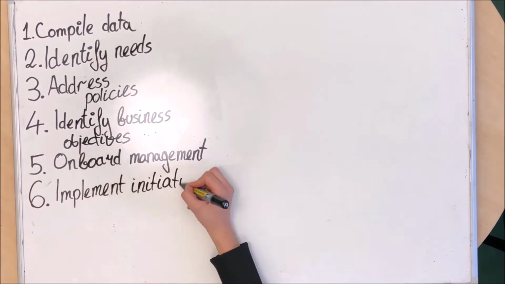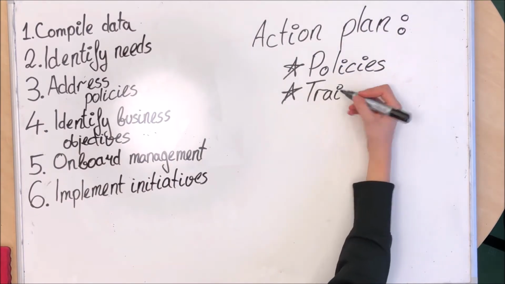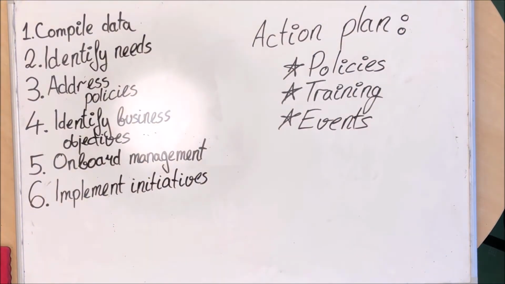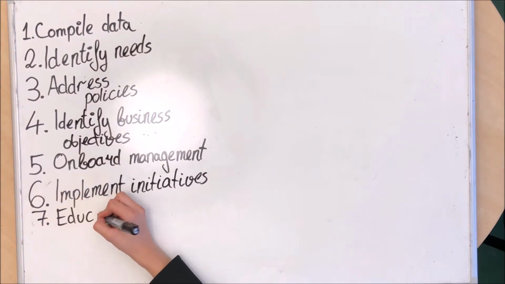Step 6 is the making of an action plan which consists of policies, practices, employee trainings, targeted recruiting, and diversity awareness events for employees. The plan should be made with strategic and realistic goals and composed with the most important business values in mind. Step 7 is education of stakeholders.